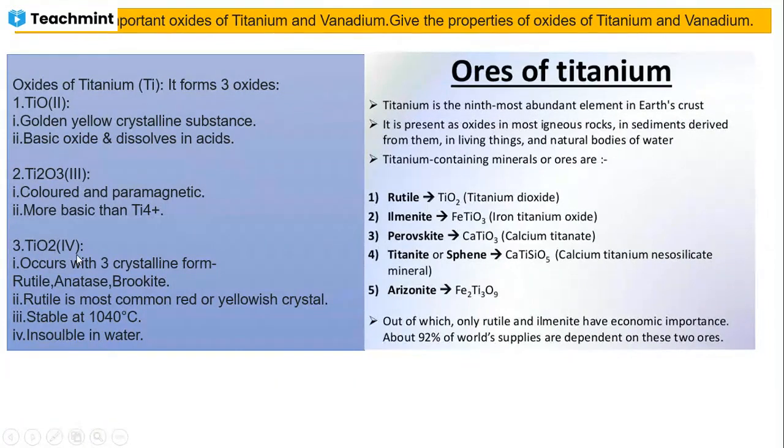TiO2 occurs in three crystalline forms: rutile, anatase and brookite. This rutile, again, is an ore. Rutile is the most common red or yellowish crystal, stable at 1040 degrees centigrade and insoluble in water. These are the three basic oxides of titanium that you have to remember, and their properties are given. You can write in your own words.